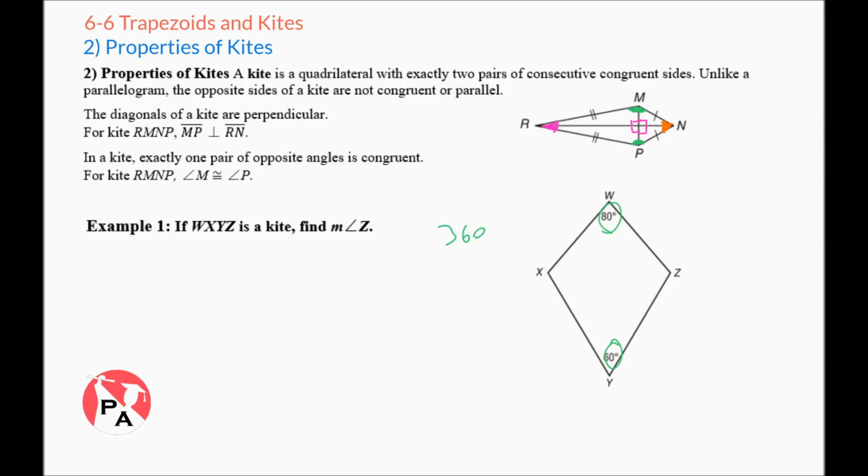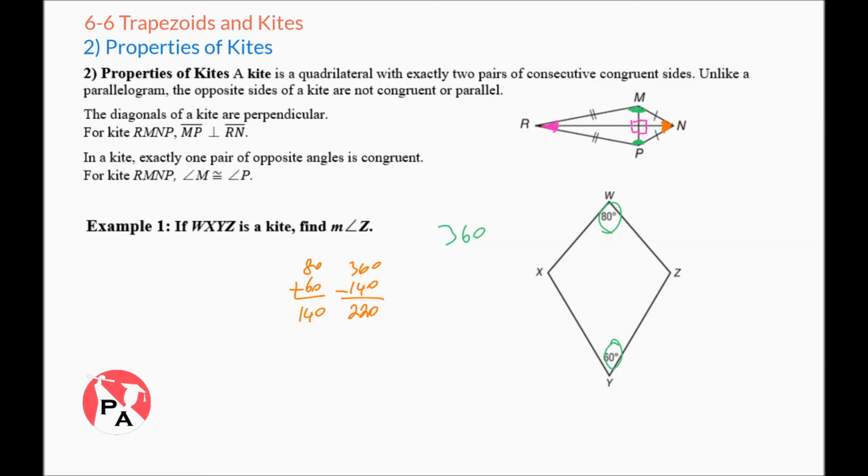So the angles that we have are 80 and 60, right? If we add them, we get 140 degrees. But this is not enough for us to get to 360 degrees. Let's figure out the difference between the sum of all these angles and what we have. So if we subtract, we get 220 degrees. So this is the sum of angle X and angle Z.